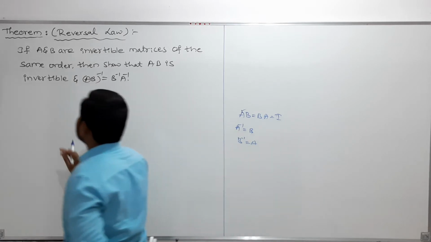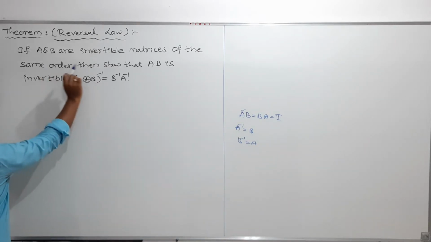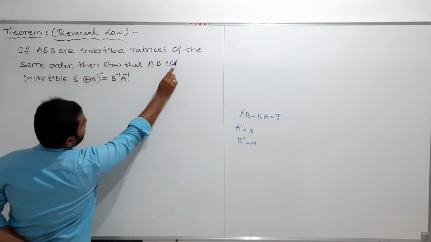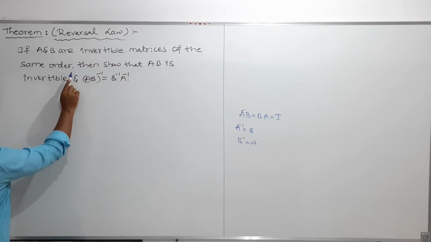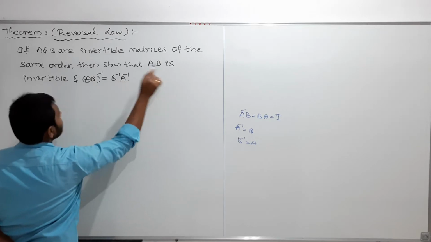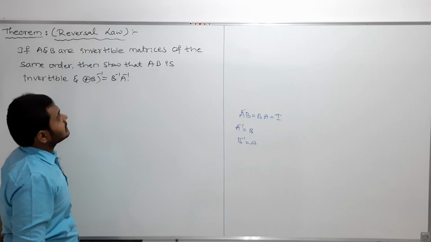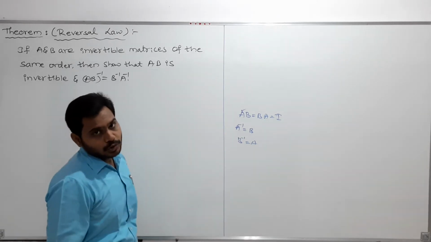So my dear students, first I will read the statement. If A and B are invertible matrices of the same order, then show that AB is invertible and (AB) whole inverse is equal to B inverse into A inverse. This we should prove.